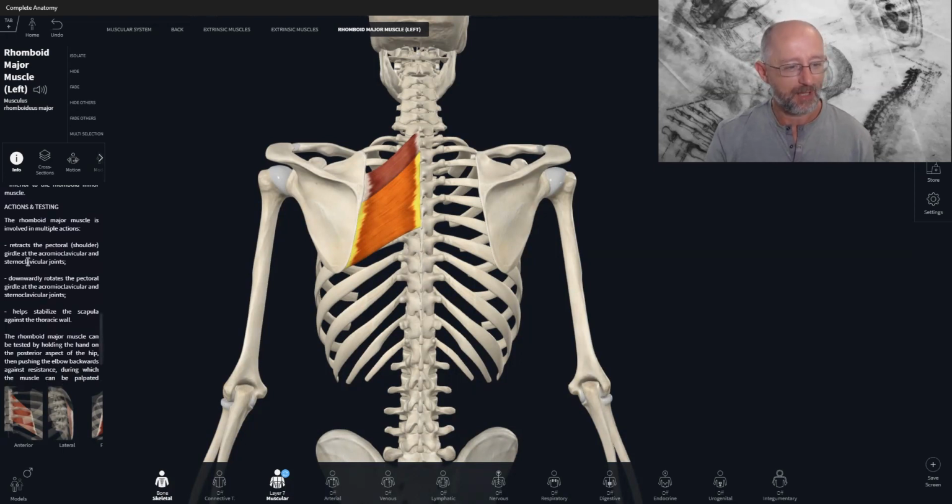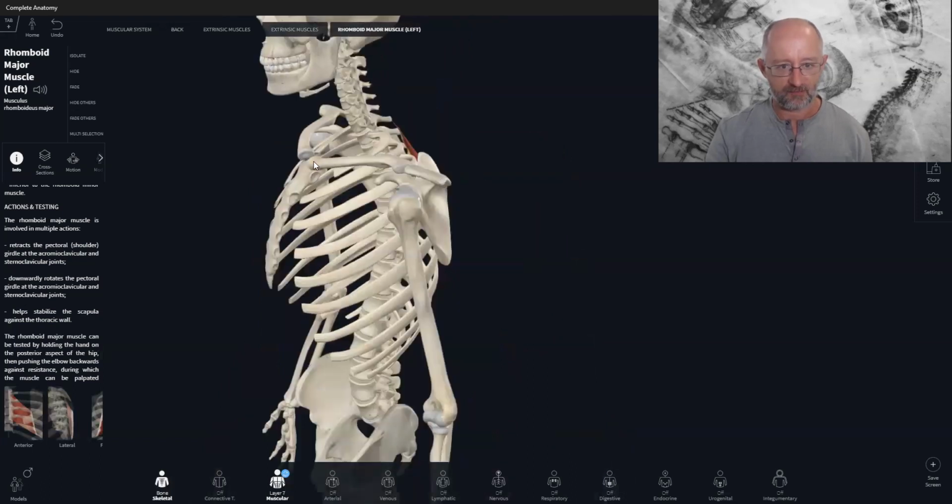Okay, so we have downward rotation. Downwardly rotates the pectoral girdle at the acromioclavicular and sternoclavicular joints. So pectoral girdle, essentially the shoulder blade, the scapula. Now, because the SC joint is the fixed position, right? That's not moving off the sternum, at least you don't want it to move.